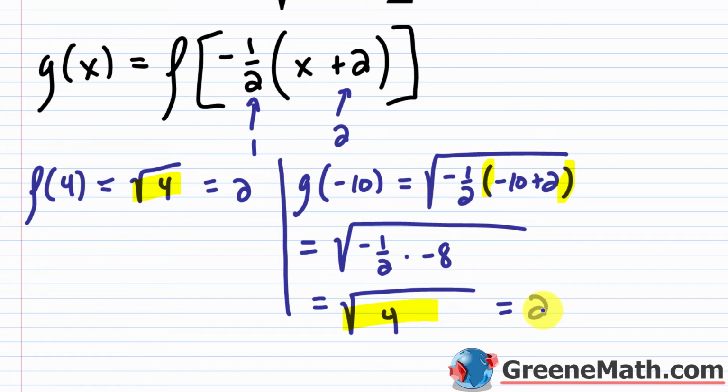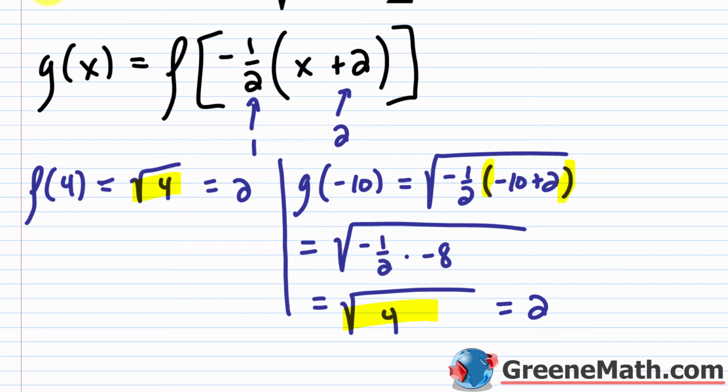The issue is that I'm used to working with f of x equals the square root of x. I know there's a point (4, 2). I'm not used to working with g of x equals the square root of negative 1/2 times the quantity x plus 2. So I don't know about this point (-10, 2). So what I would want to do is take that known x value of 4 and reverse the steps here so that I can get to negative 10. That way I know there's (-10, 2) on the graph.